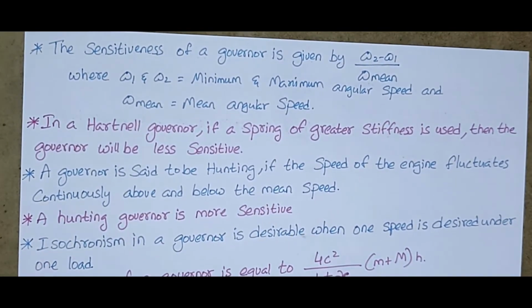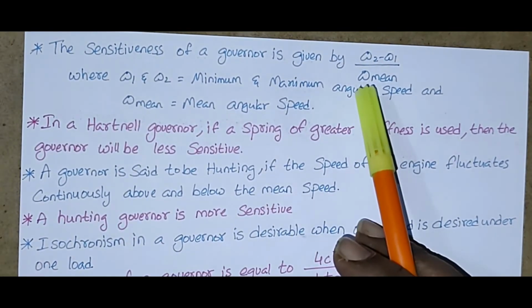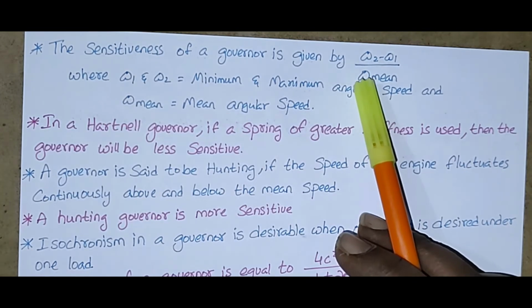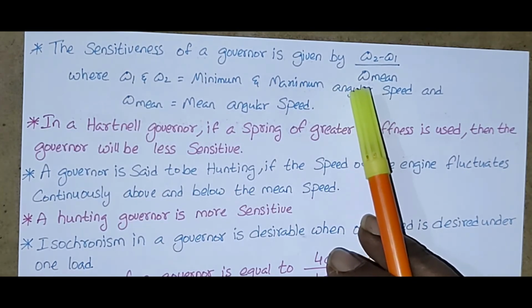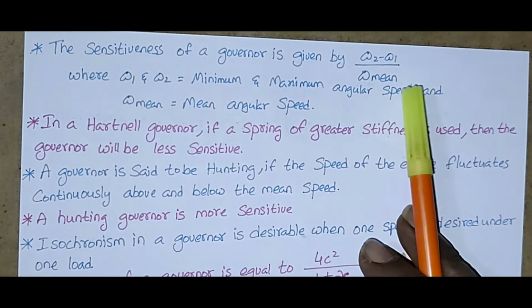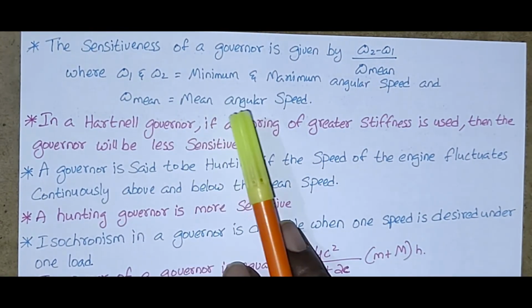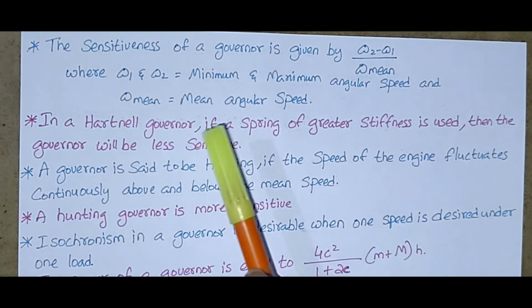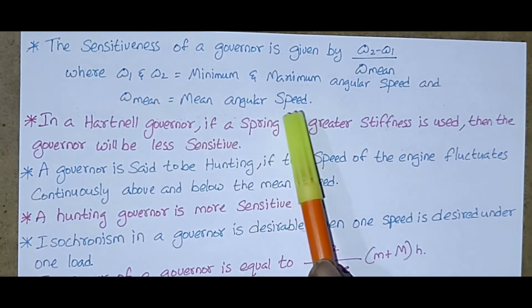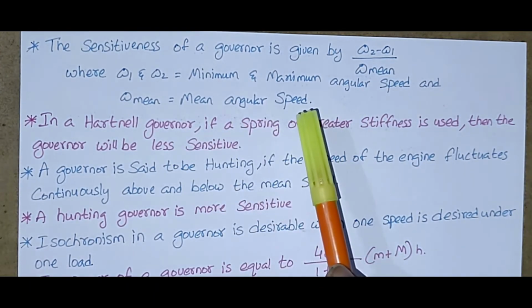The sensitiveness of a governor is given by (omega 2 minus omega 1) by omega mean, where omega 1 and omega 2 are the minimum and maximum angular speed and omega mean is the mean angular speed. Okay, these things you have to remember properly.